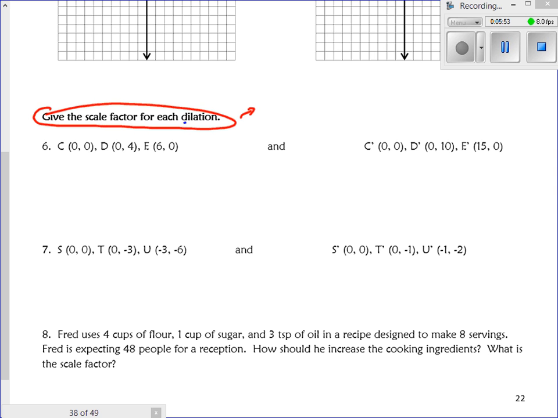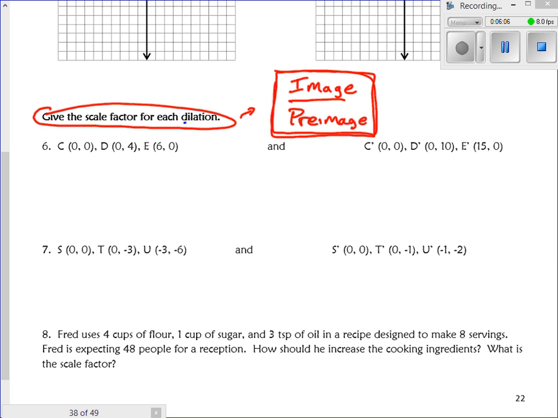So the trick for us is we're going to take something from the image, and we're going to divide by the corresponding piece of the pre-image. So remind yourselves, right, that's the formula you're going to use. We have to remind ourselves very quickly, here's the pre-image, because it doesn't have any of the primes, and here are all of our images.